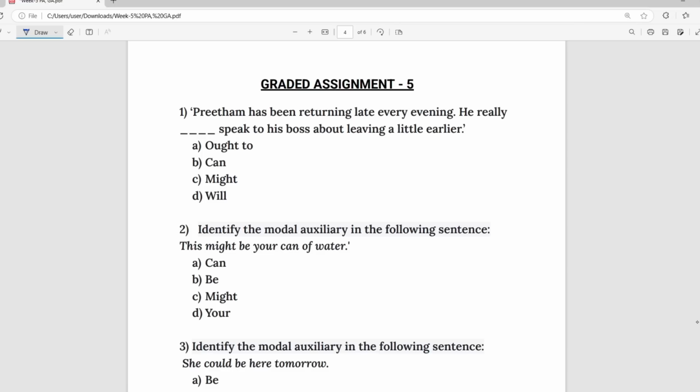First one. Preetham has been returning late every evening. He really blank speak to his boss about leaving a little earlier. So here we have to use something with a strong sense. Why? Because he's returning late every evening and they're advising him to speak to his boss. You see the options: ought to, can, might, will. Among these, ought to is the preferable option because ought to is used to suggest or express a strong recommendation or moral obligation.